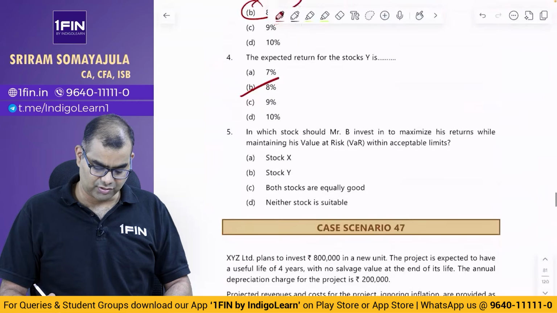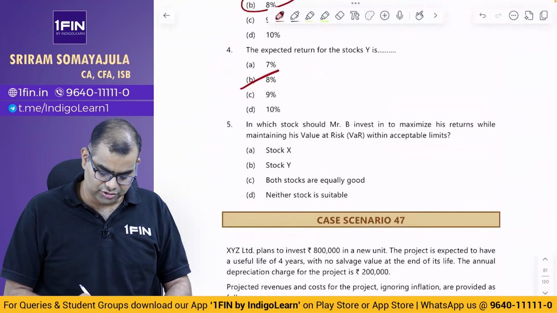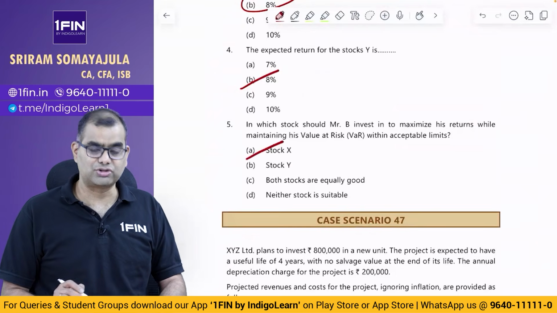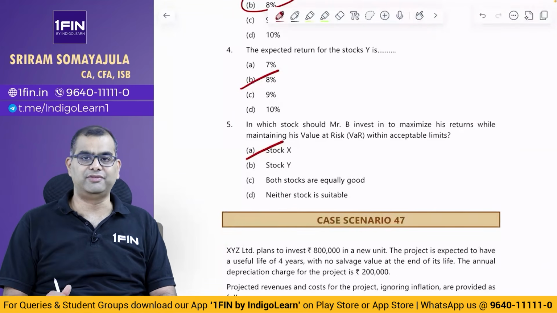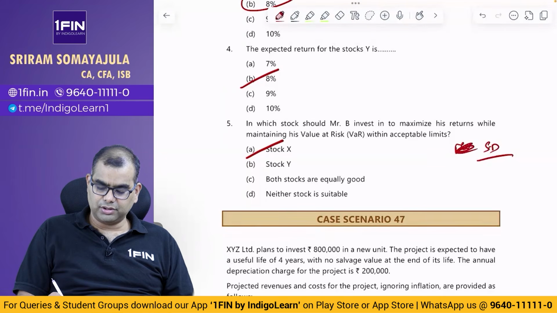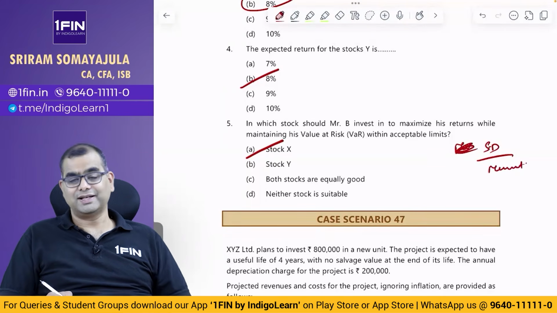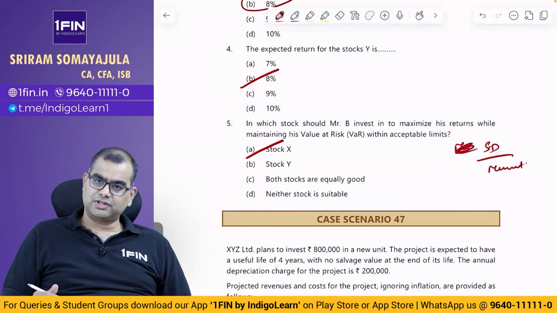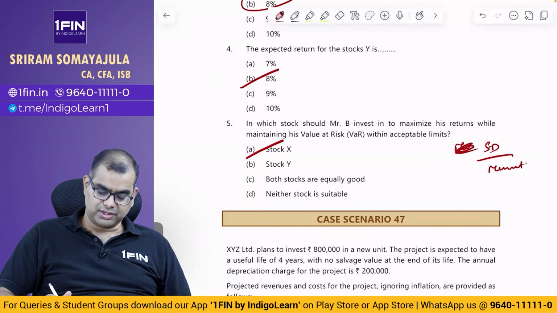Okay, so because there is highest volatility, higher risk. So in which stock should you invest to maximize returns while maintaining its value at risk within acceptable limits? Stock X is suitable because it has lower standard deviation. You can also look at it as coefficient of variation, which is standard deviation per mean return. Whichever has higher standard deviation for the same return, you should ignore that. And whichever has lower standard deviation for a given return, you should consider it.